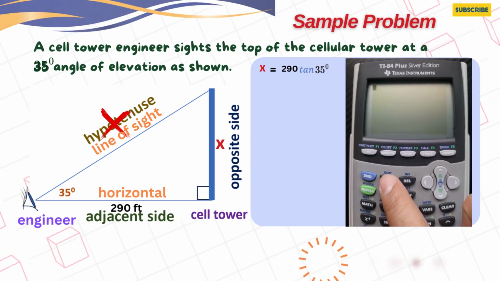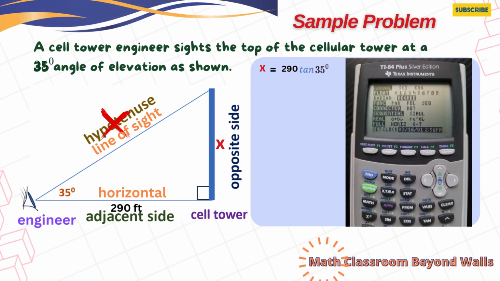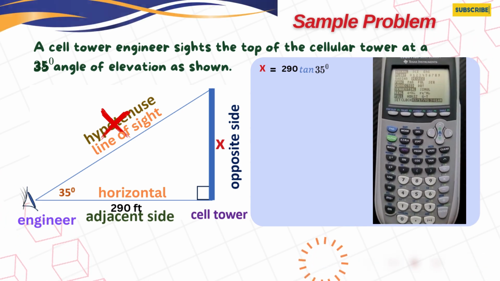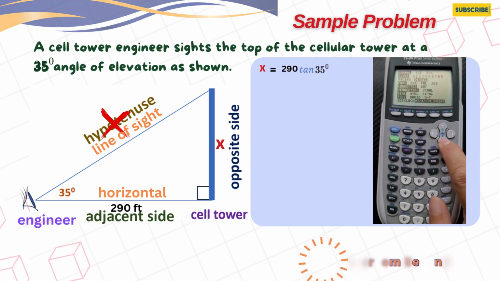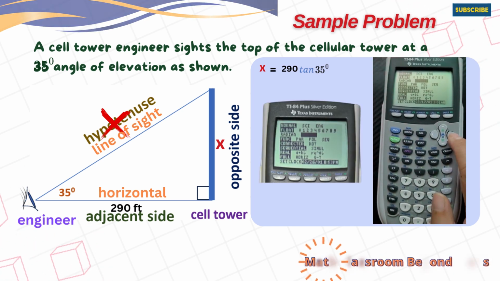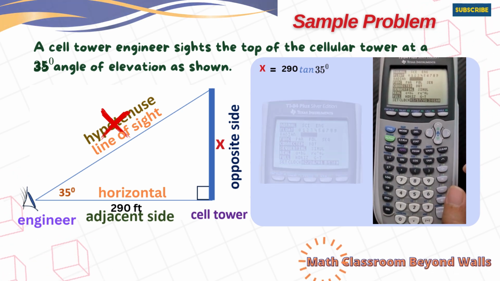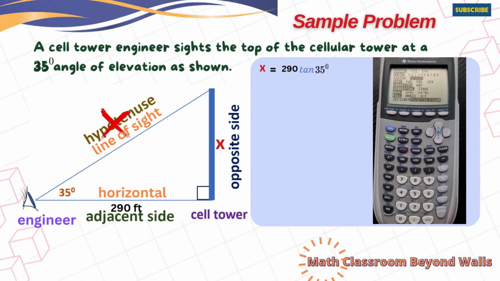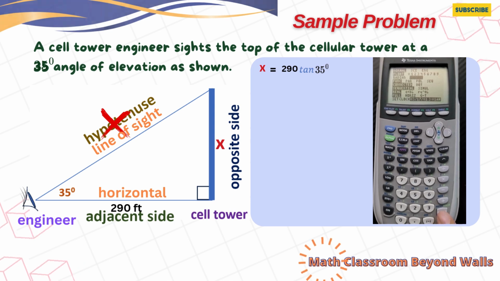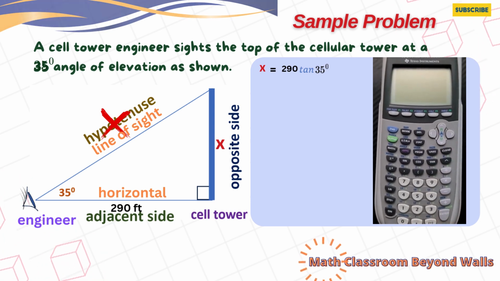So you hit mode. This is what you see on the screen of your calculator. Now scroll down by hitting the arrow down to radian, then hit the right arrow to degree. This is now what you will see on the screen. With this on the screen, hit enter. Then clear the screen by hitting clear. The calculator is now ready for use.